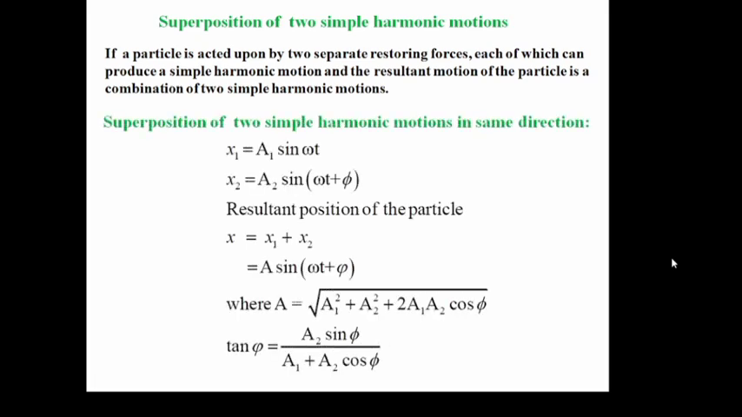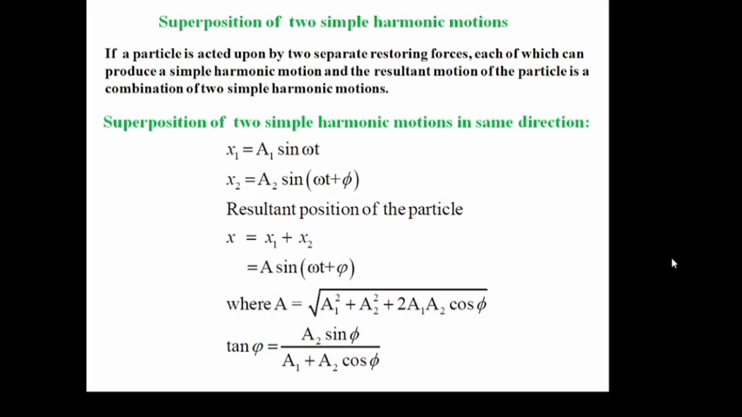So now let's see how the superposition principle works. If a particle is acted upon by two separate restoring forces, each of which can produce a simple harmonic motion, the resultant motion of the particle is a combination of two simple harmonic motions. If we consider one such oscillation equation as x1 equal to a1 sin omega t, and another one as x2 equal to a2 sin(omega t plus phi), then for the resultant we can write x equal to x1 plus x2, and we get this form.